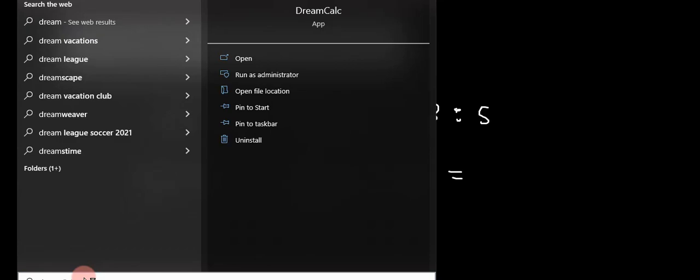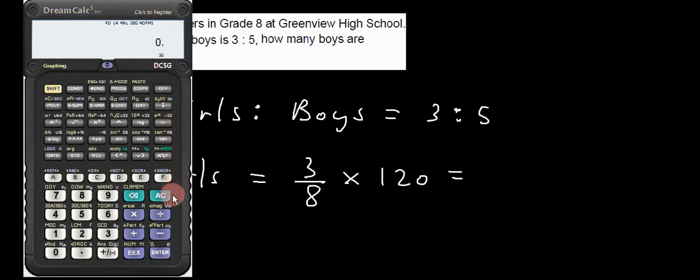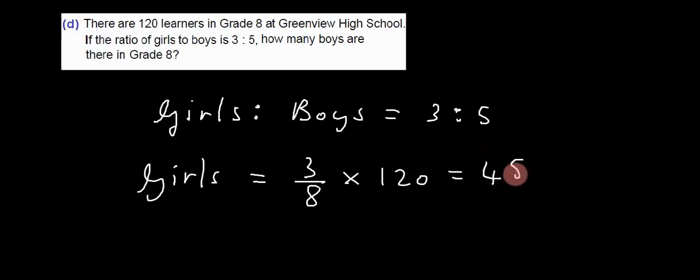Just getting my calculator going. So basically 3/8 multiplied by 120. Let's try again. 3/8, and it comes to 45. So there are 45 girls.